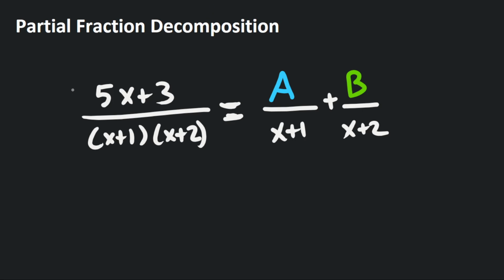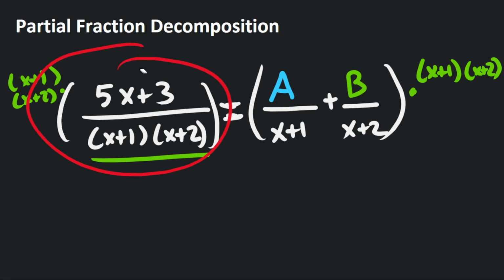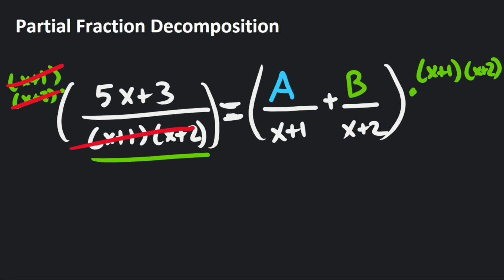Our first step is we are going to multiply both sides of this equation by (x + 1) times (x + 2). We're going to multiply this side by (x + 1)(x + 2). Okay, so what happens when you multiply the left side by (x + 1)(x + 2)? That cancels out in the numerator and denominator, and we are just left with 5x + 3 on the left side. So that part is easy.